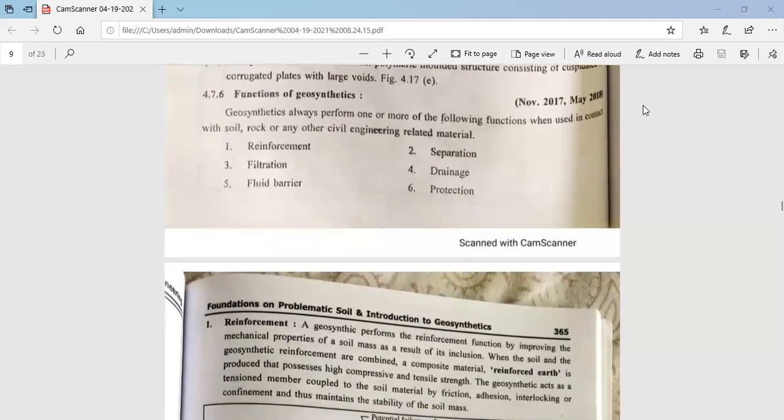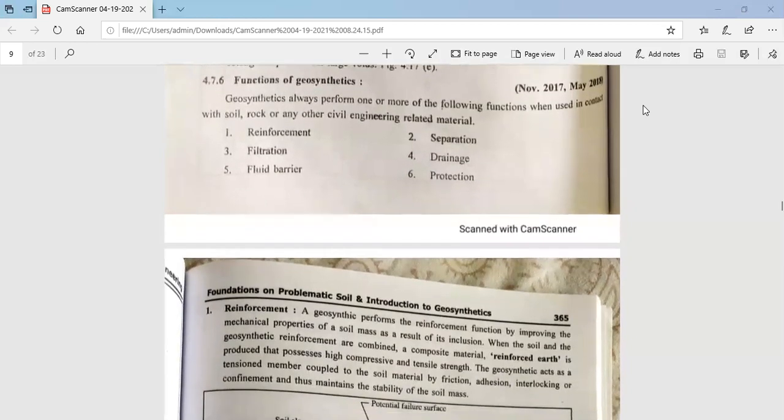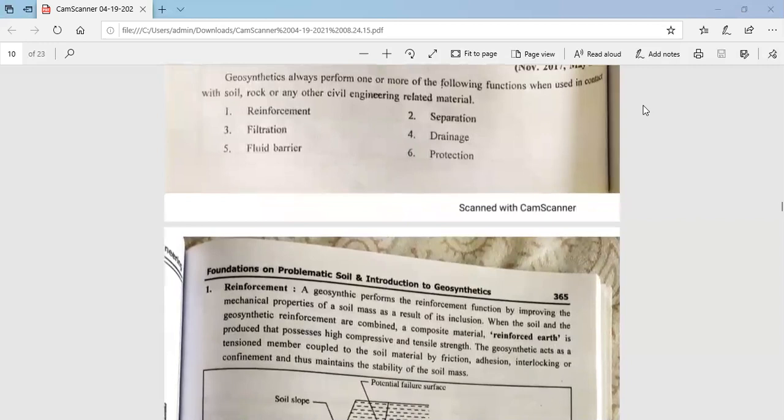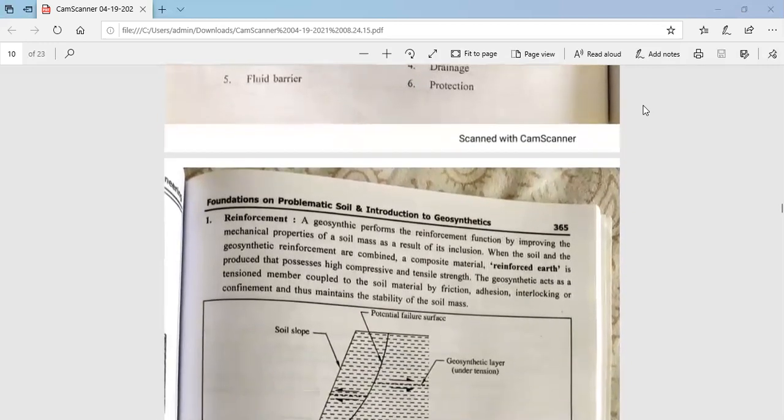So what are the functions of geosynthetics? Geosynthetics always perform one or more of the following functions when used in contact with soil, rock, and any other civil engineering related materials: reinforcement, separation, filtration, drainage, fluid barriers, protection, etc.